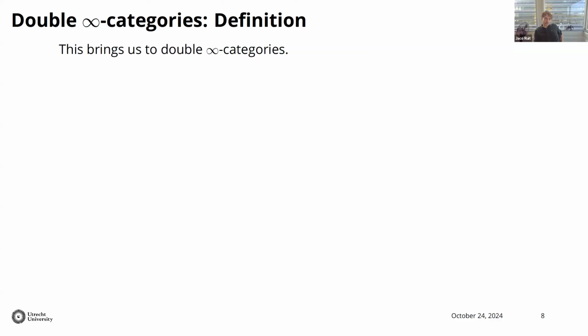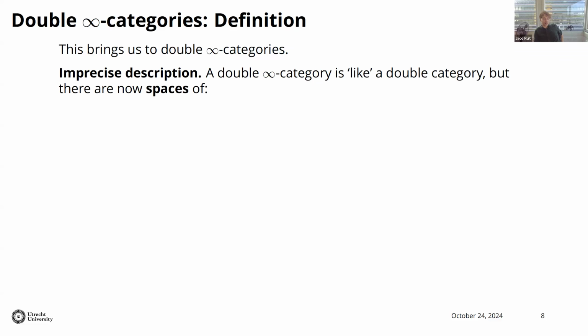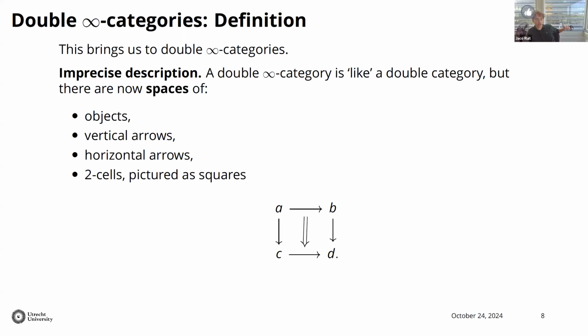So this naturally brings us to double infinity categories, and let me give an imprecise description of what a double infinity category is. In some way, it's like a double category, but now you replace every occurrence of sets by spaces. So in particular, you have a space of objects, a space of vertical arrows, a space of horizontal arrows, and a space of two cells, which you again can picture as these squares.